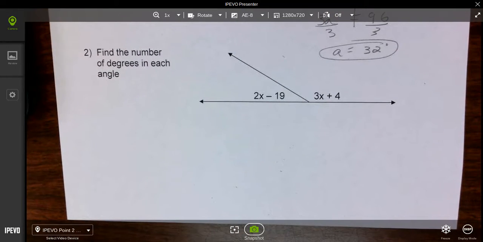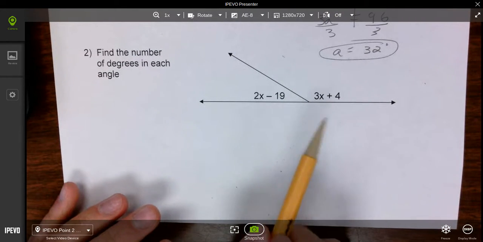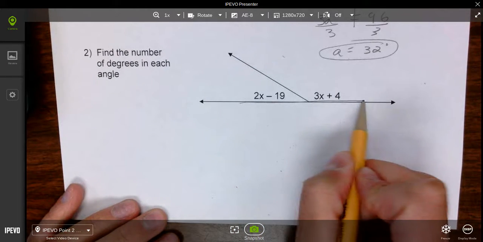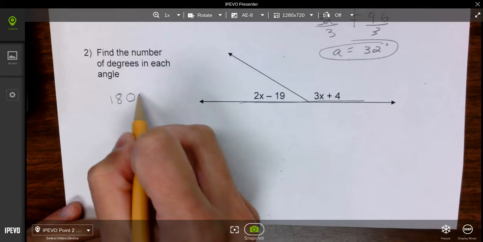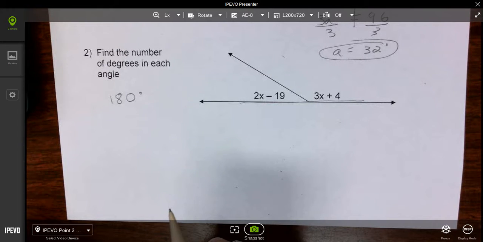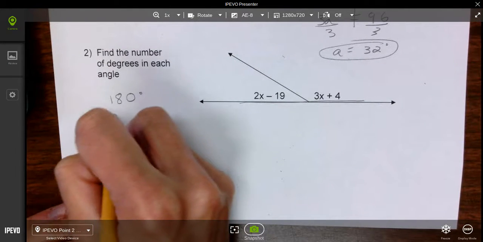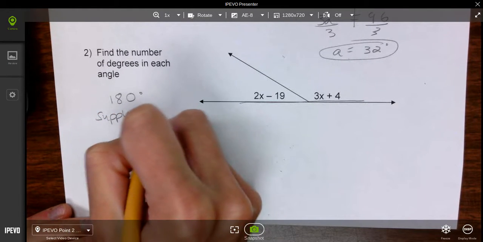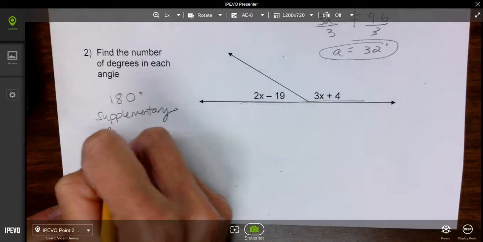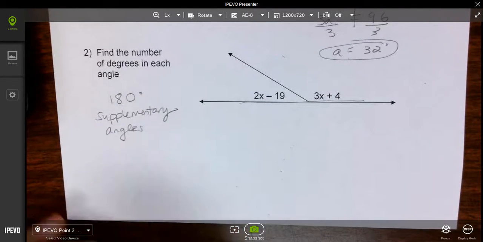All right, last one of the lesson. Notice we no longer have a right angle anymore. We have a straight line. Hopefully, if you think about a straight line, you're saying to yourself, there's 180 degrees in this straight line. These 2 angles together are called supplementary angles because they add up to 180 degrees.